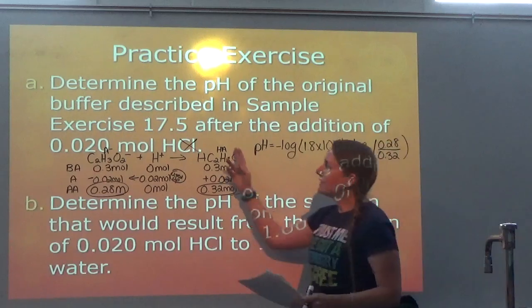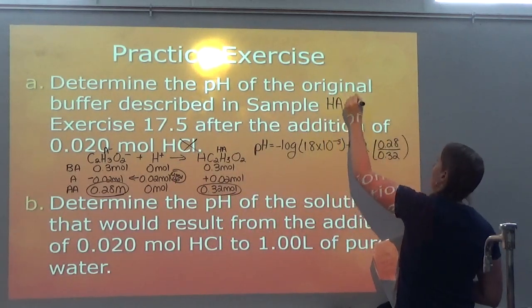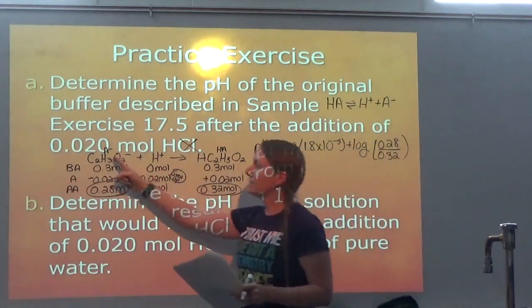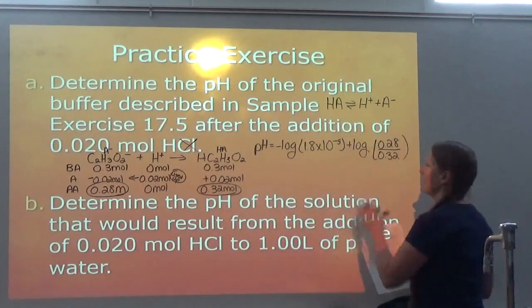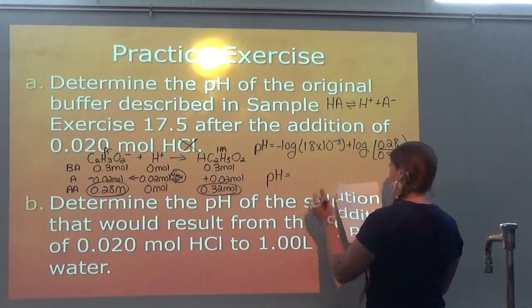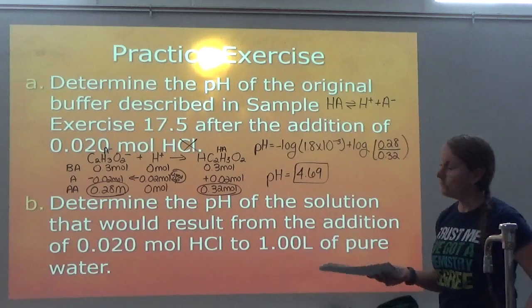This is kind of our backwards reaction. You know how normally we write the acid as this right here? But this one is backwards. It's the conjugate base reacting with hydrogen to make the acid. So just be careful of that. And so once I solved, I got that pH is 4.69. So hopefully you got that right.